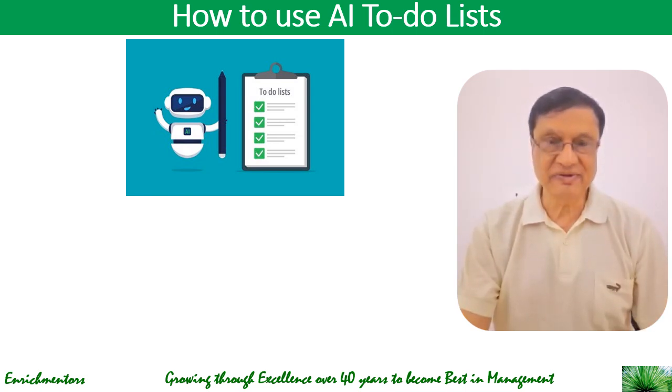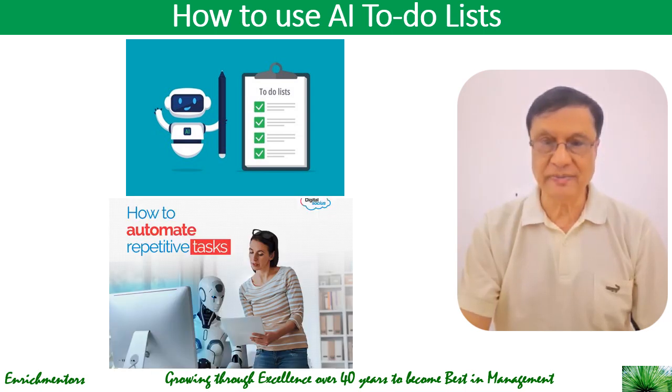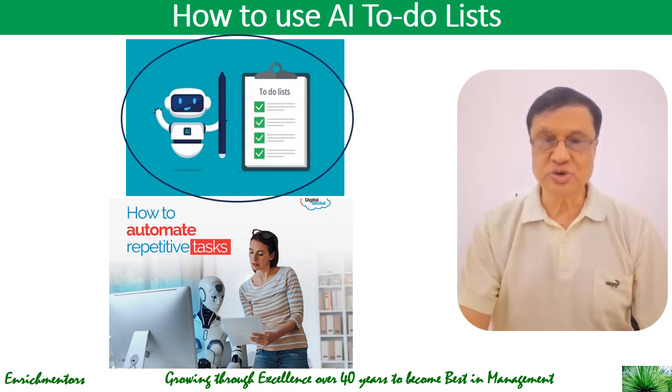And the second thing that we will cover in the next lecture is the automation of repetitive tasks. Now, AI can handle things like email sorting, meeting summaries, or data entry. And that can free up time for more important and strategic work. So let's take a look at how to use this to-do list.